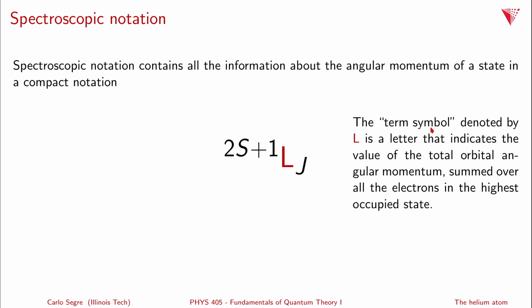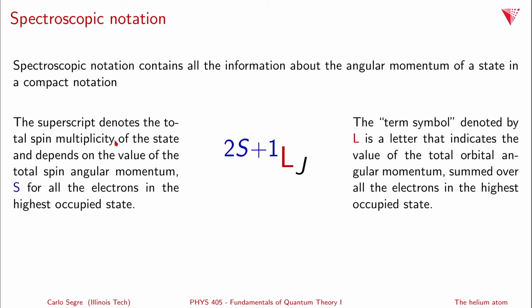So the term symbol, which is L, is a letter that indicates the value of the total orbital angular momentum. And you do that by summing over all the electrons in the highest occupied state. So this is the total angular momentum added, as we've done before when we add vectors. We add these vectors, and that's the value of all of them in the highest occupied state.